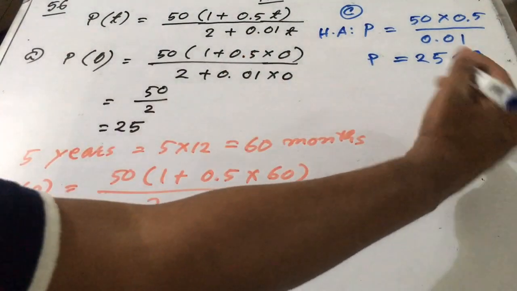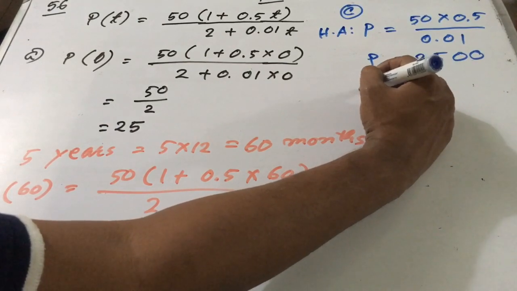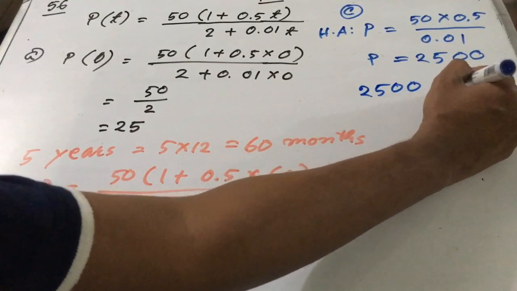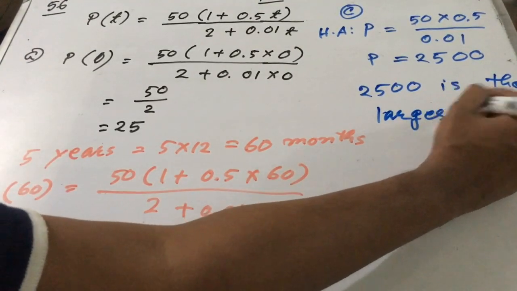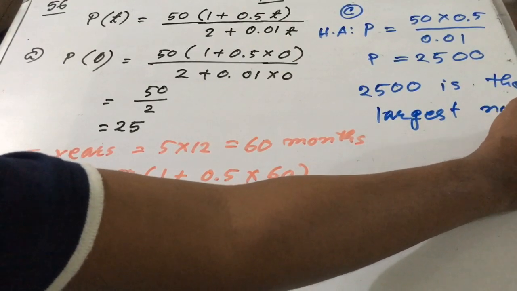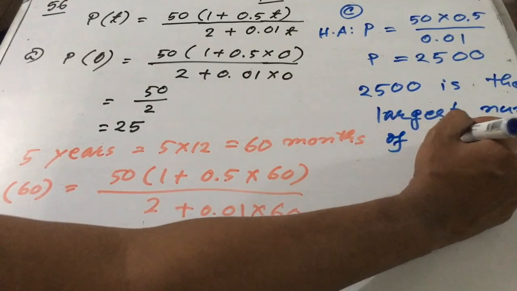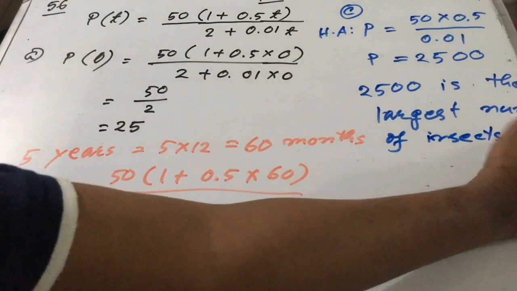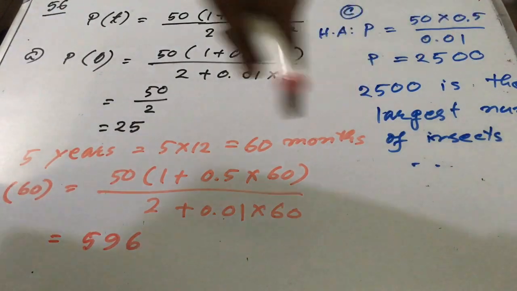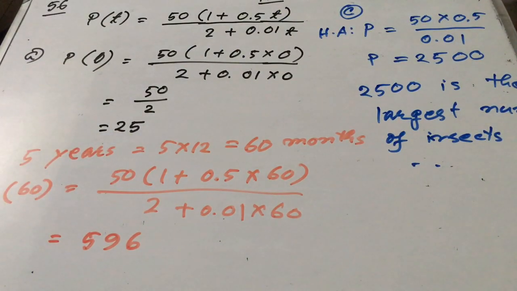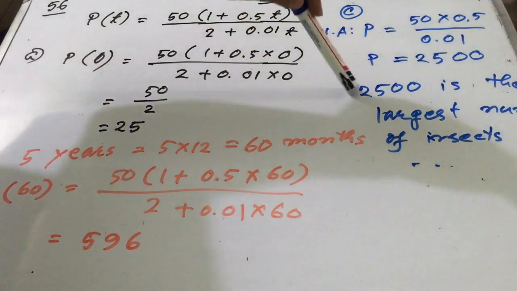So this 2500 is the largest number of population, number of insects, that the protected area can sustain, as written in the question. So this is the answer. 2500 is the largest number of insects that the protected area can sustain. They said population, but the question is actually about insects, so population means insects here. Anyway, 2500 is the largest number.